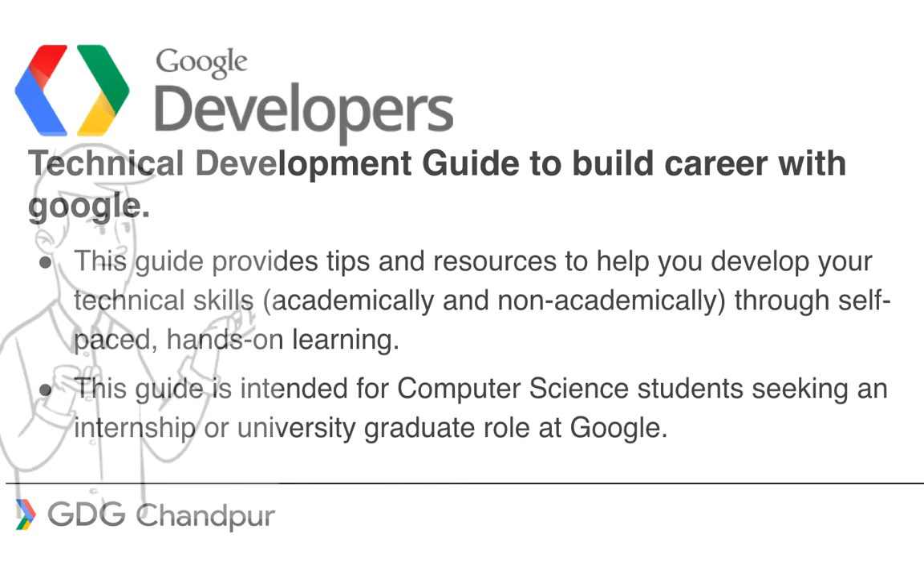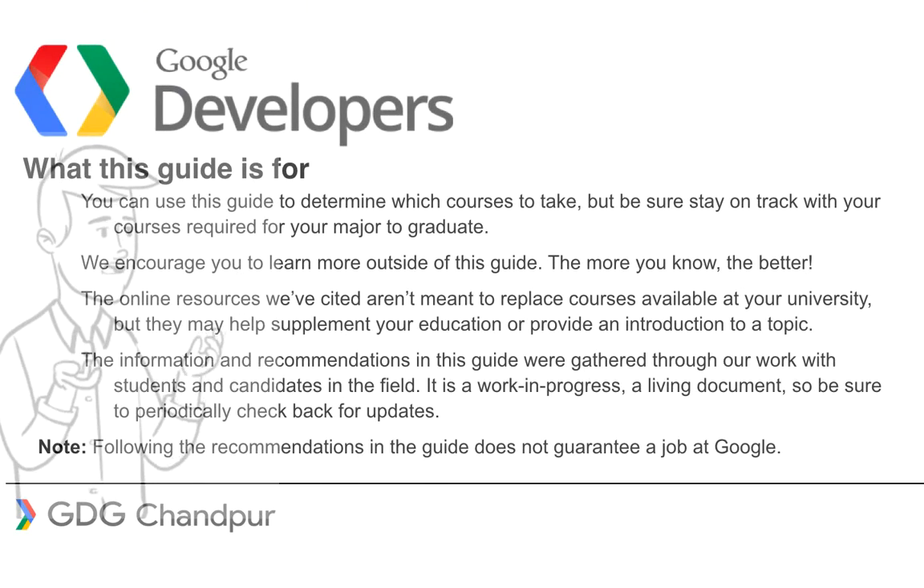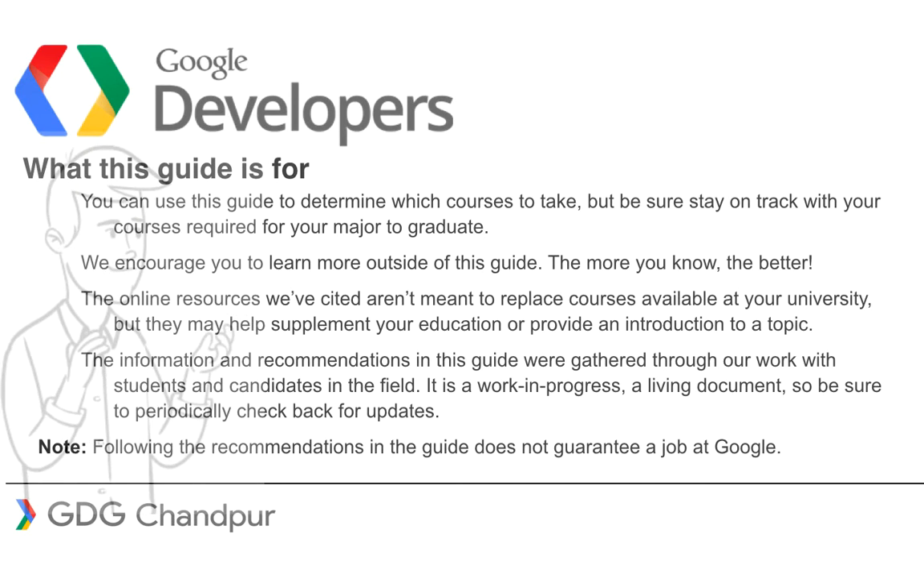This guide provides tips and resources to help you develop your technical skills academically and non-academically through self-paced, hands-on learning. This guide is intended for computer science students seeking an internship or university graduate role at Google. What this guide is for. You can use this guide to determine which courses to take, but be sure to stay on track with your courses required for your major to graduate.